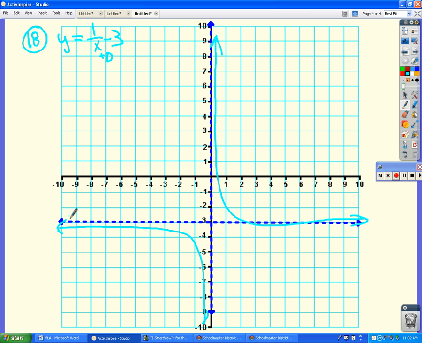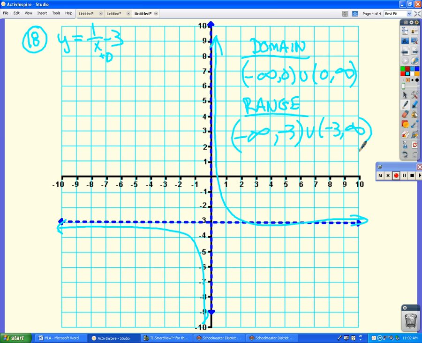Now we need to figure out the domain and the range because that's changed a little bit. The domain is going to be, yeah, we're looking at the x's. So you go -infinity to 0, and you go 0 to infinity. That didn't change because this asymptote didn't change. The range, however, is going to be different. It's -infinity to -3, and then -3 to infinity.